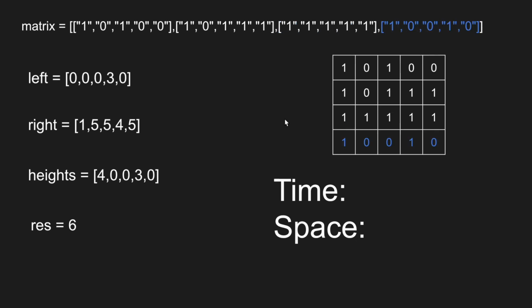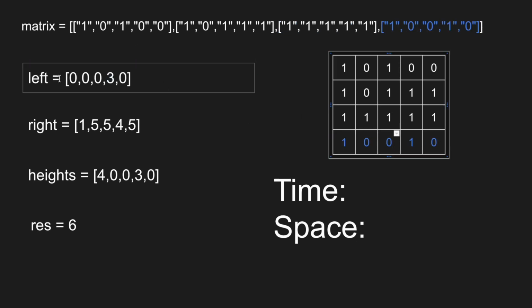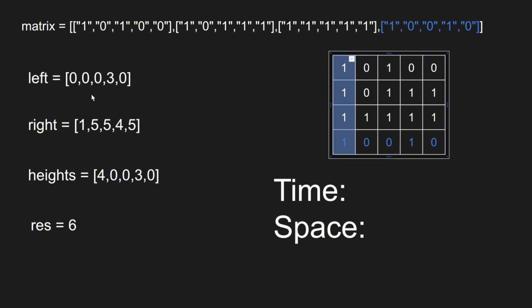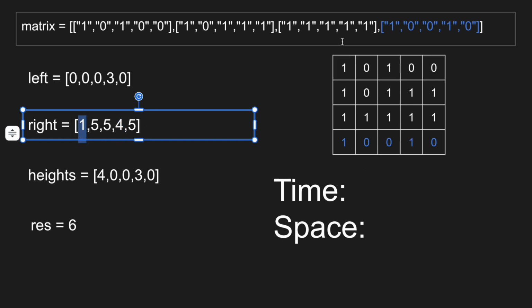And finally, at the last row, we will have this to 3, and since these values are 0, we reset all these back to zeros, and this has a height of 4, so we keep this as 0. With the right array, we see that these are zeros, so we reset them back to 5. Now this would be column 3 plus 1, so 4. This would be column 0 plus 1, so 1.